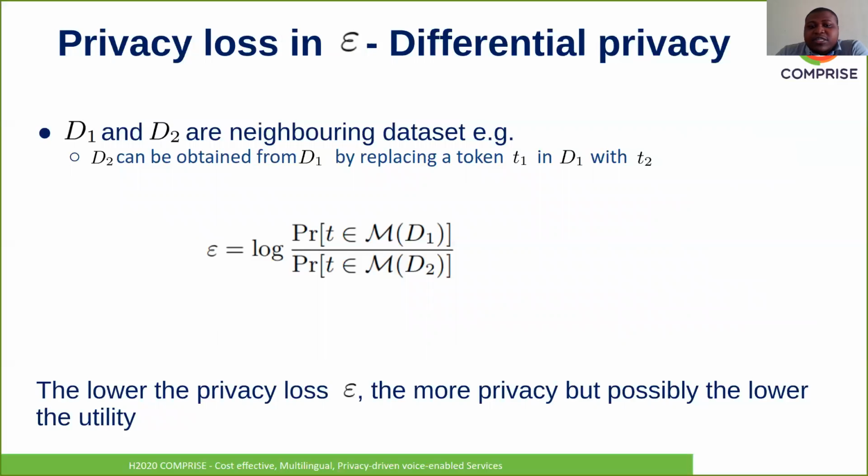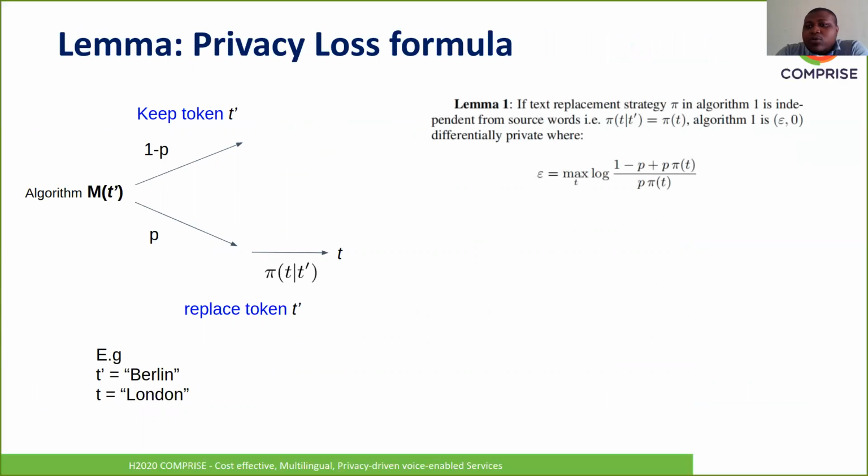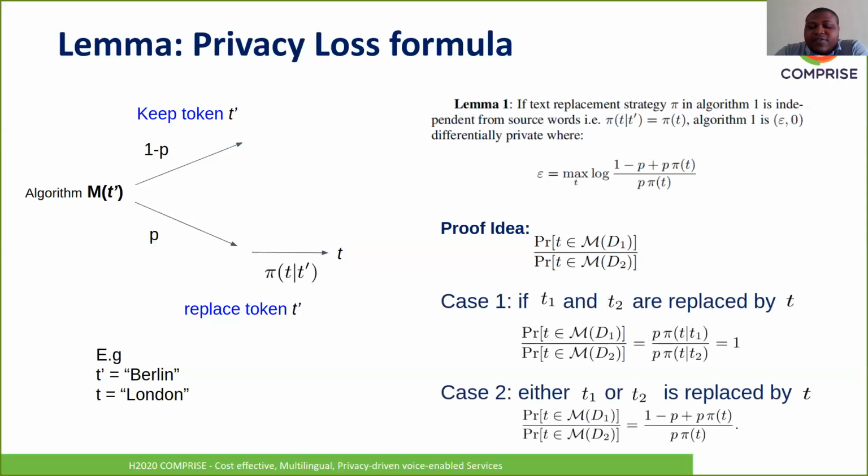In differential privacy, the lower the privacy loss, the more privacy we have. But if the privacy is too low, it might affect the utility. Because of this, we provide a formula to compute the privacy loss, which is given here. We can prove this formula by analyzing the probability that the replacement token belongs to the transformation of D1 or the transformation of D2. The first case is that we assume T1 and T2 are being replaced by T.